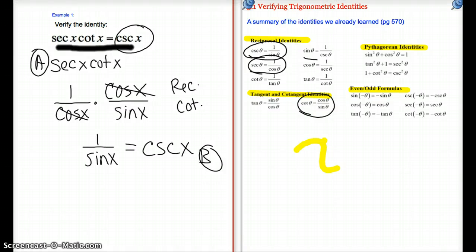Let's try a couple more examples. Hopefully you're writing these down as we go.